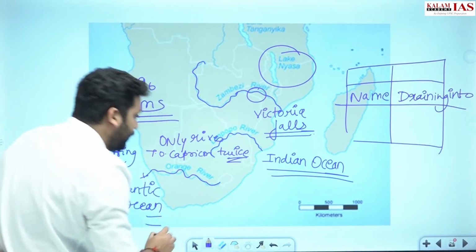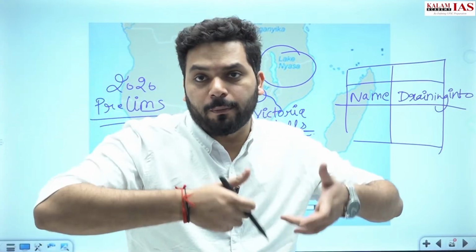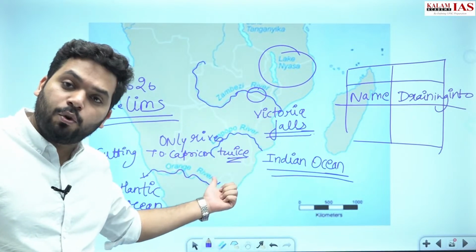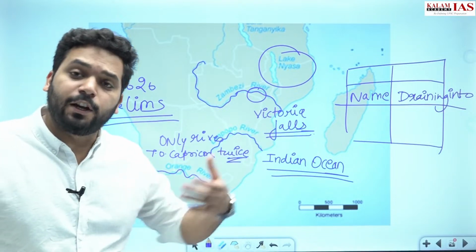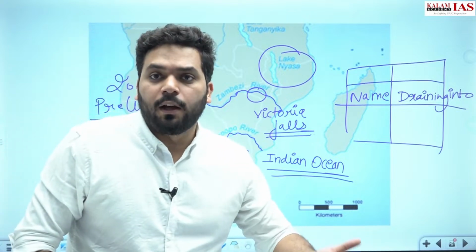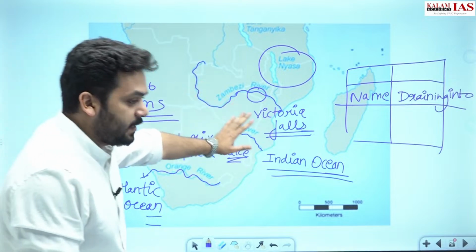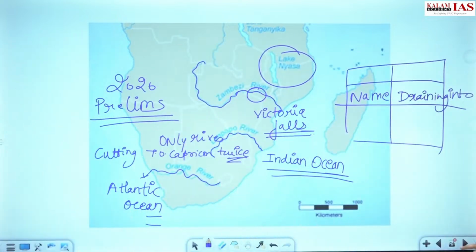See students, previous year questions give us a hint about how we should prepare answers to questions on any topic. So these rivers are confusing. River Orange is draining into the Atlantic Ocean, and river Limpopo and river Zambezi are draining into the Indian Ocean. So they can easily make a question, right? They already asked a question like that. So you should be prepared: where Orange is draining into, where Zambezi is draining into, where Limpopo is draining into. So this is how we will prepare.